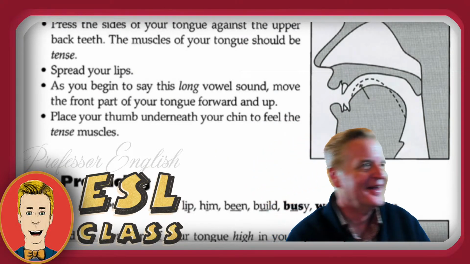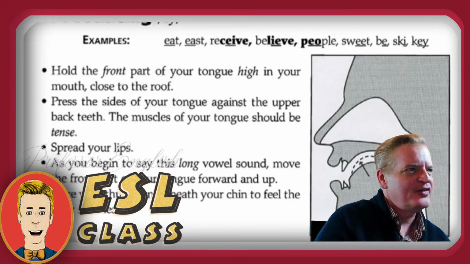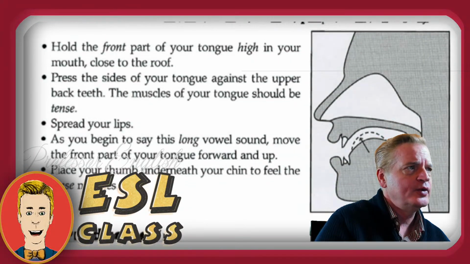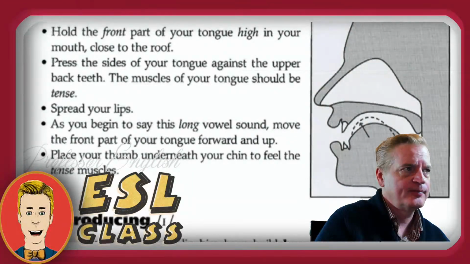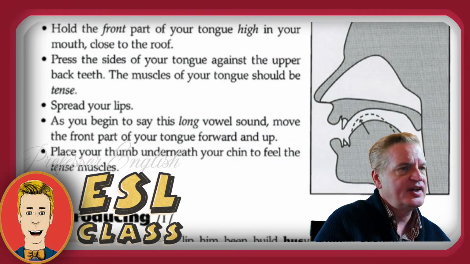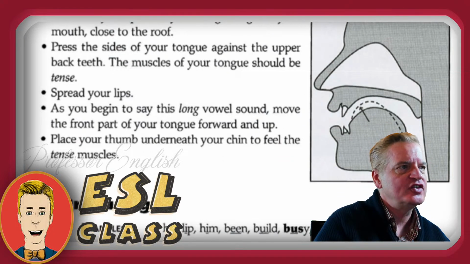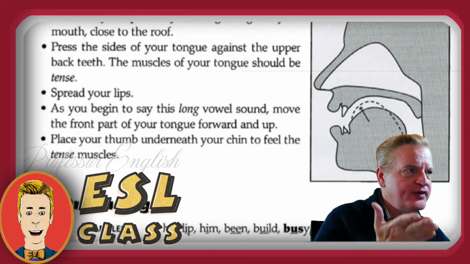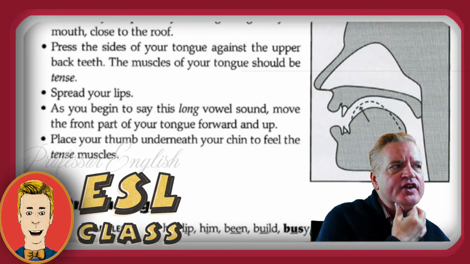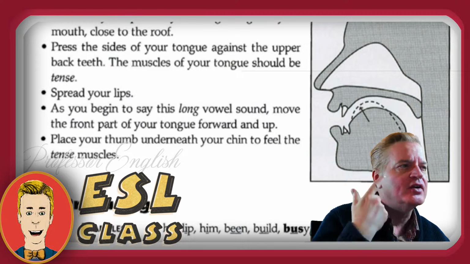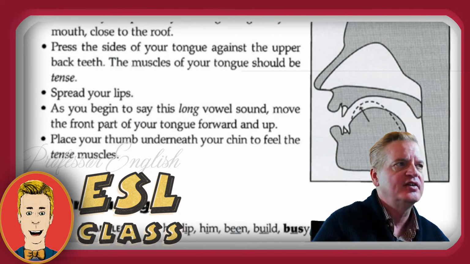Maybe go up. Okay. Hold the front part of your tongue high in your mouth, close to the roof. Press the sides of your tongue against the upper back teeth. The muscles of your tongue should be tense. So your tongue is tense. Spread your lips. Your lips are tense. E. As you begin to say this long vowel sound, move the front part of your tongue forward and up. Place your thumb underneath your chin to feel the tense muscles. This is tense, your tongue is tense, your lips are tense.